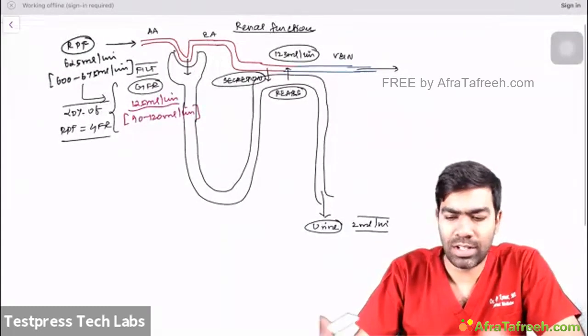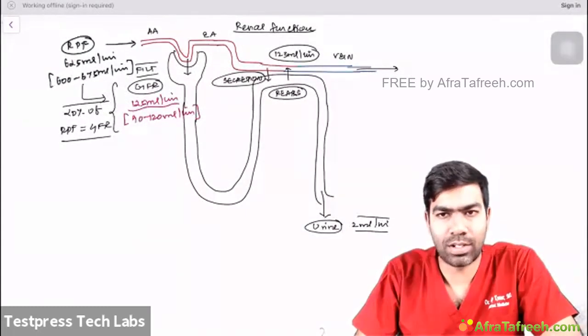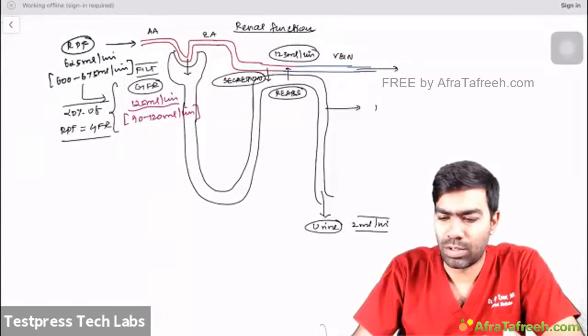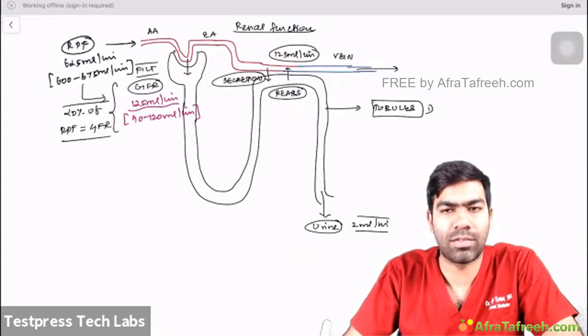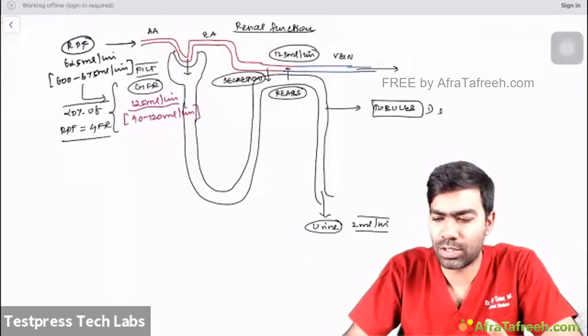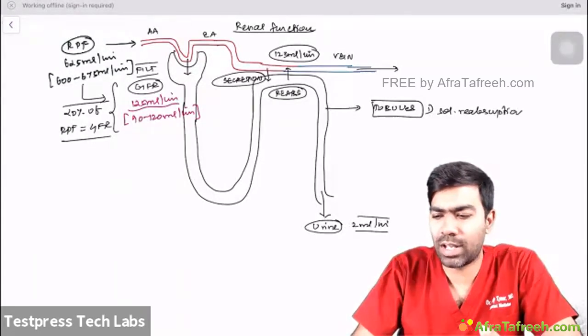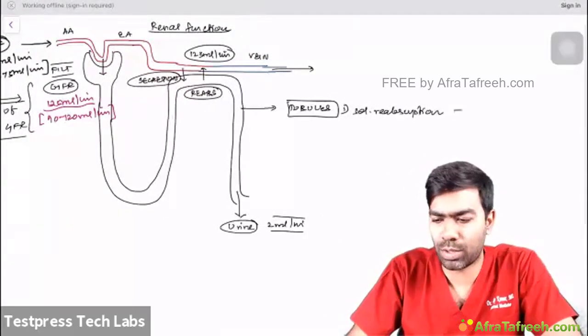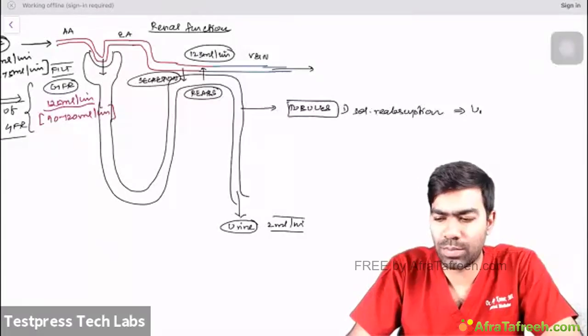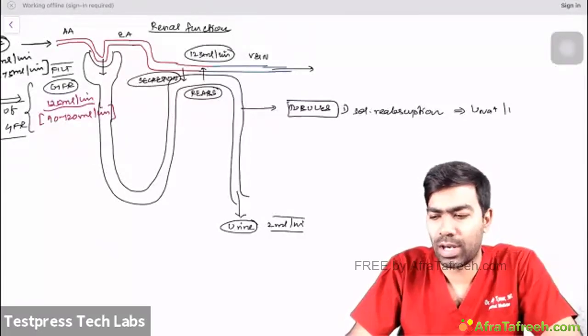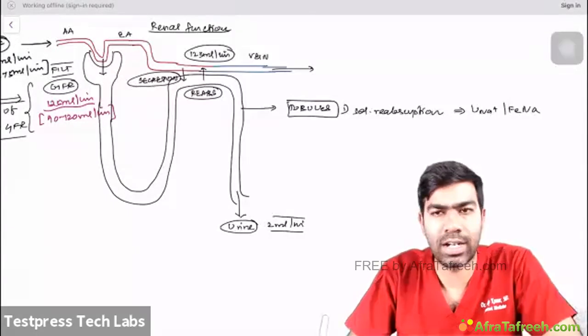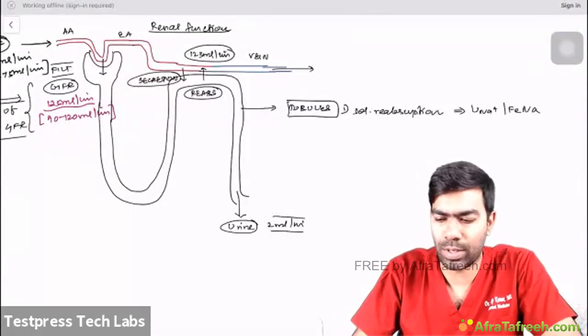We have discussed the tubular functions already, so we're not going to discuss that anymore. The most important functions of the tubules, let us recap one final time. The first function of the tubules is solute reabsorption. Of course, in the exam, they will ask you what the marker of solute reabsorption is. One important marker of solute reabsorption is urinary sodium. And of course, we are going to use FeNa, that is fractional excretion of sodium.